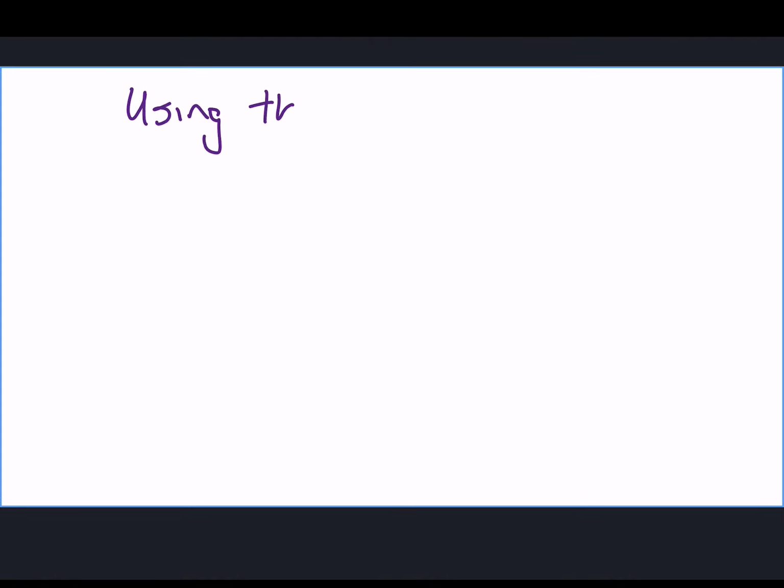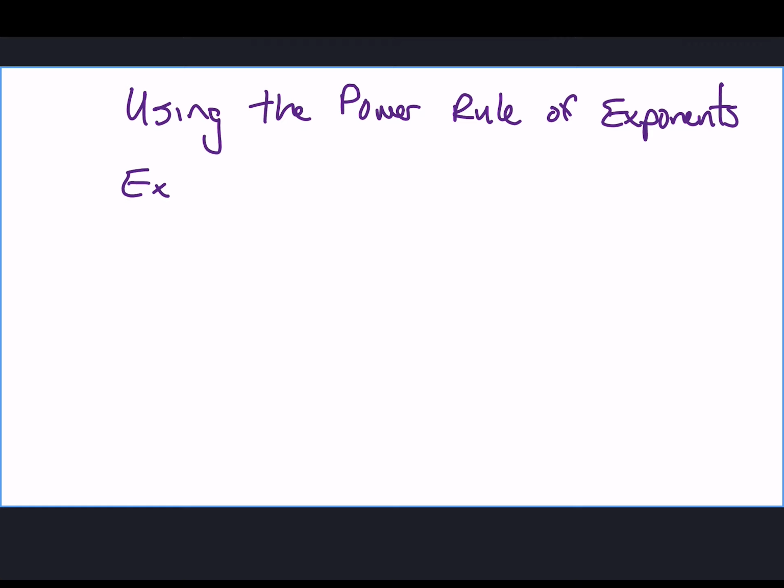Using the power rule of exponents. So on the previous rules, I've gone to examples after I told you the rule. This time we're going to do it the other way and do an example first. Example 6, we want to simplify x squared raised to the 3rd power.